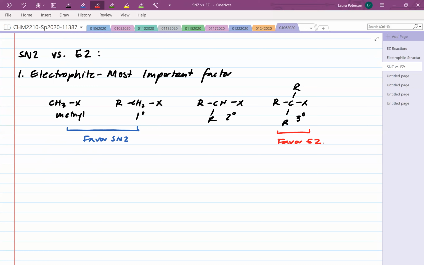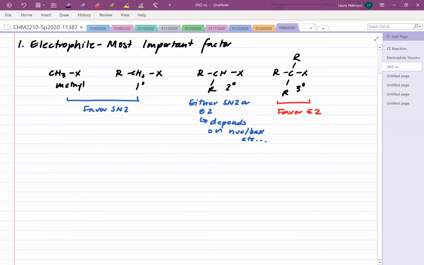Okay, so SN2 cannot operate on a tertiary halide. And then what about secondary? So secondary could be either SN2 or E2, and it will depend on the other conditions, the nucleophile, the base, etc. So if we have a methyl or a primary alkyl halide, we just want to make sure we have a strong nucleophile. Whether or not it's a strong base, it'll undergo SN2. For E2, we require a strong base, as we were talking about. So as long as we have a strong base present with a tertiary halide, it'll undergo E2.